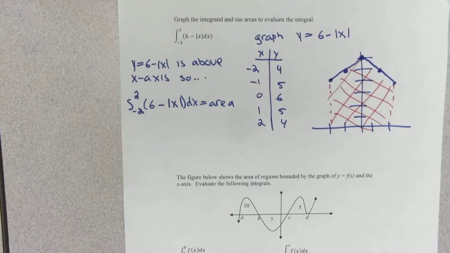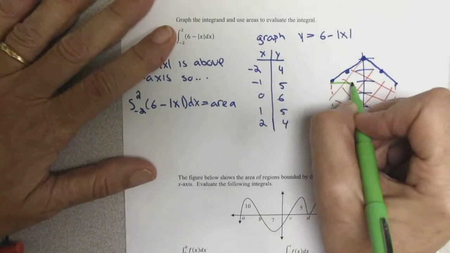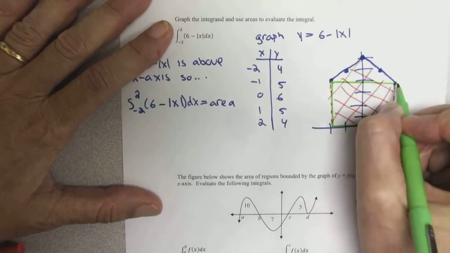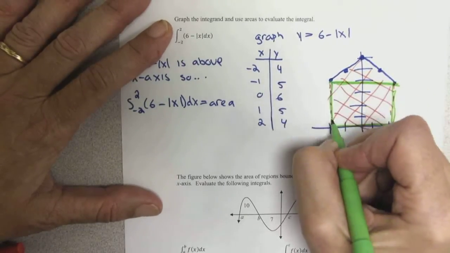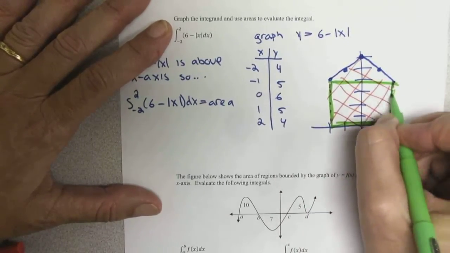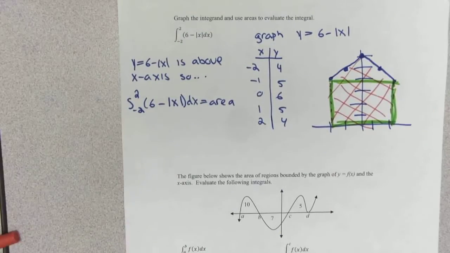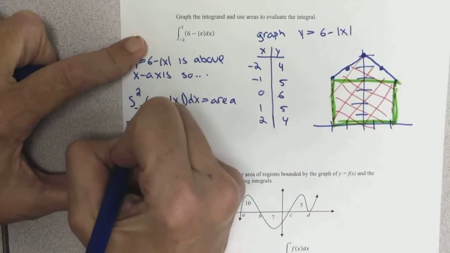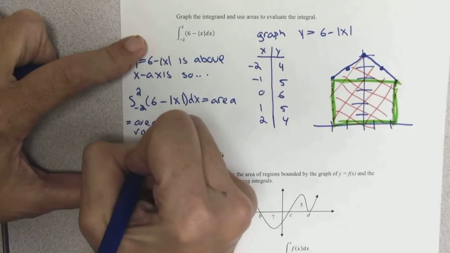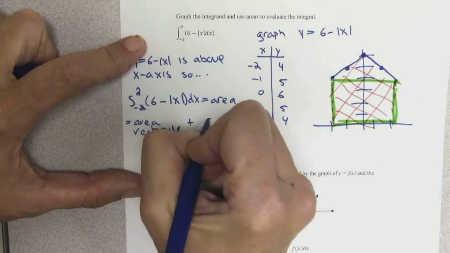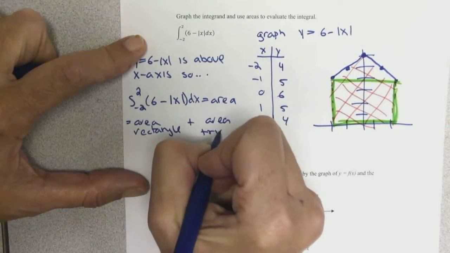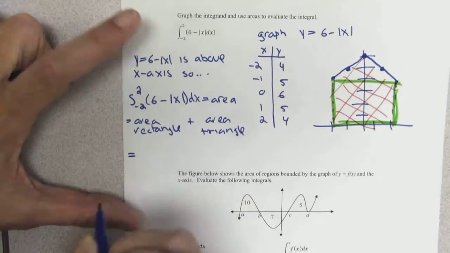That's a trapezoid, and if you know the formula for a trapezoid, you could use a trapezoid. But the way I see it is I see a rectangle and or a square and a triangle is what I see. And so this is going to be area rectangle plus area triangle.